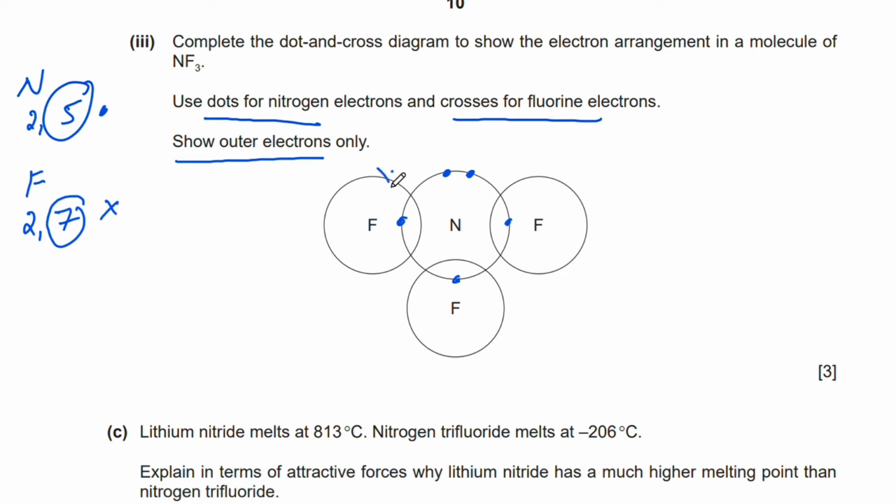So now writing for the fluorine: 1, 2, 3, 4, 5, 6, and the 7th electron is being bonded up. Similarly, 1, 2, 3, 4, 5, 6, and the 7th electron is bonded up. Again 1, 2, 3, 4, 5, 6, 7, the electron being bonded up. So this is the complete electron dot structure.